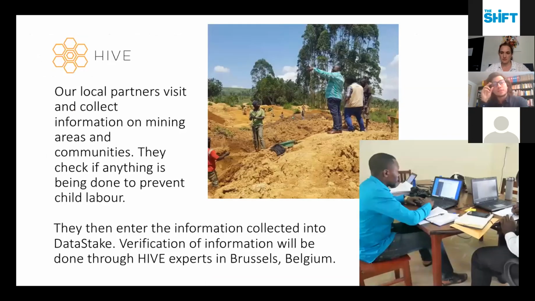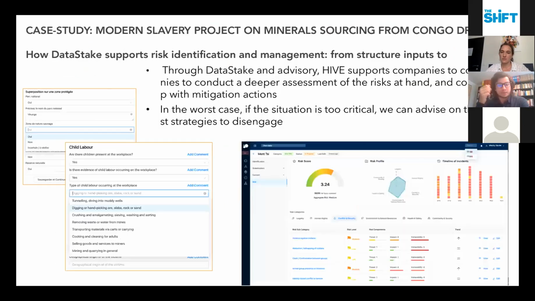Here you have a few pictures of local partners we worked with in the context of their projects. So what they did is they went to those mining areas and communities. They had a good idea of what questions to ask. They checked if anything was being done to prevent child labor. They then come back to their HQ. They enter the information they collected onto their laptops, into DataStake. And at the Hive level, we're able to verify the information through our experts.